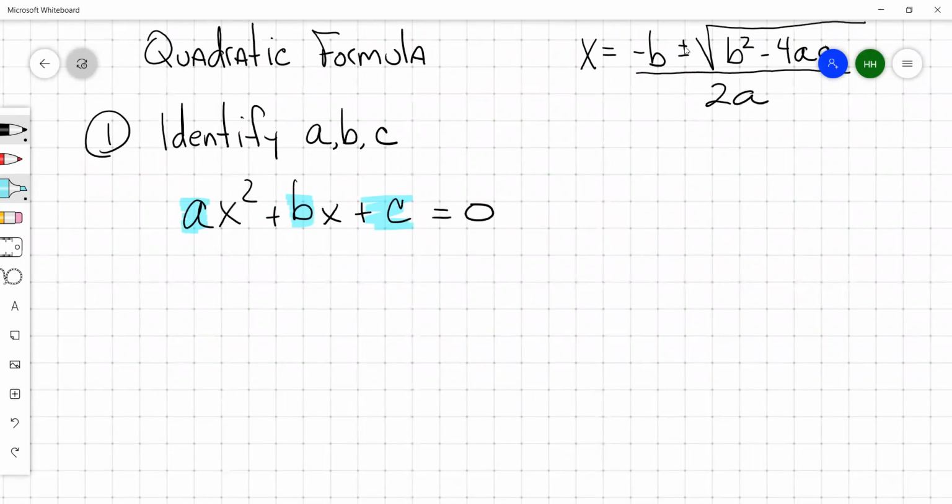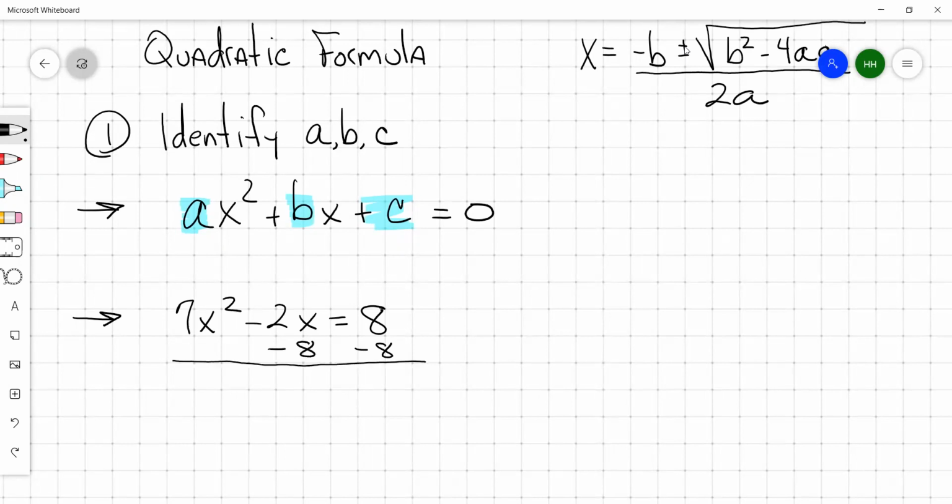So if you're given a problem like, let's say you're given like this second problem on this page yesterday, 7x squared minus 2x is equal to 8. This equation does not look like this one. This 8 is on the wrong side. So you subtract 8 from each side. And you get 7x squared minus 2x minus 8 is equal to 0.